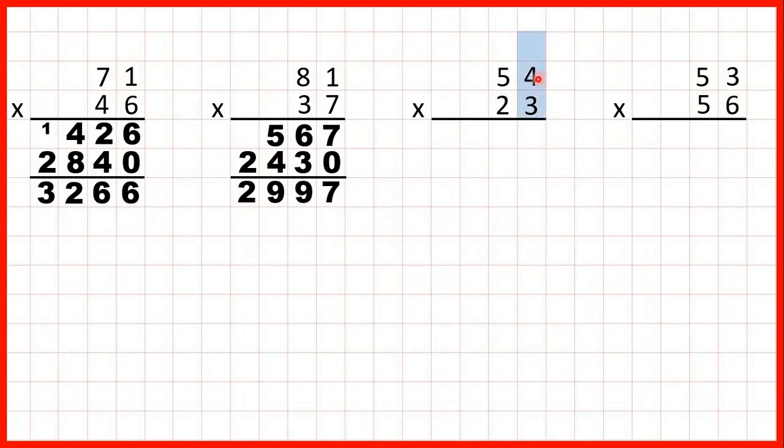So we start by multiplying the digits in our ones. 4 times 3 is 12, but 12 is a 2-digit number. So just as with short multiplication, we need to write the first digit on top of the next place value column along. So 4 times 3 is 12, and we write that 1, 2. So now we have 5 times 3. That's 15, but we need to add the 1 that's on top. So 5 times 3 is 15, plus 1 is 16.